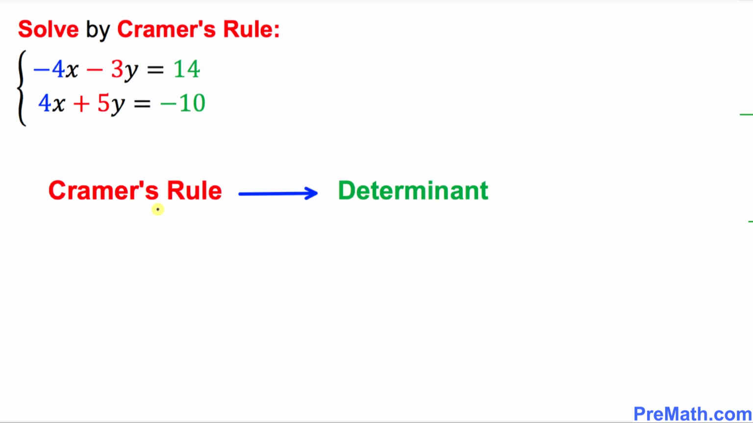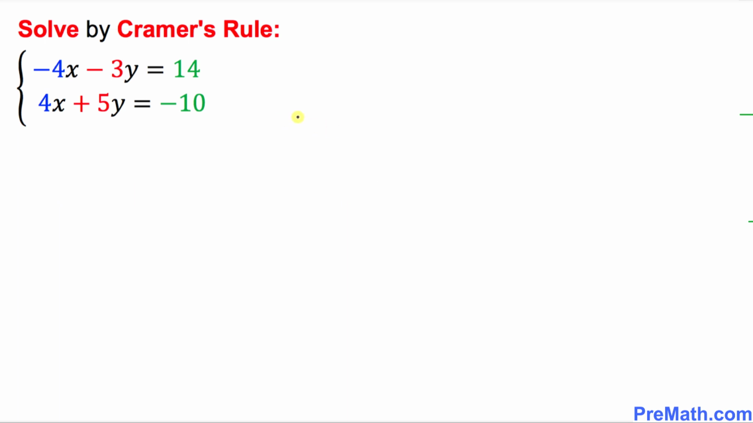And one more thing, just keep in mind that Cramer's rule deals with determinants, and a determinant is related to a matrix or matrices. Instead of brackets, it is represented by vertical bars like this. That is pretty much it. Now let's get started with the solution process.